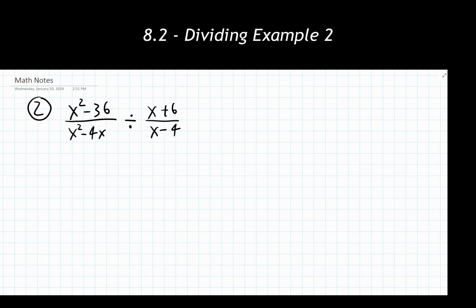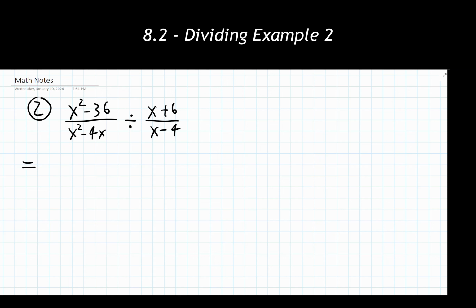Our final example with this section is the expression x squared minus 36 over x squared minus 4x divided by x plus 6 over x minus 4. So I'm going to go through this one. Again, I just want to show different ways and different methods you can go through to write this thing out. I'm not going to do any factoring with this problem until I get everything written together as one single fraction. You are welcome to do factoring beforehand if you'd like to. I just want to show you another way that you can write these things out.